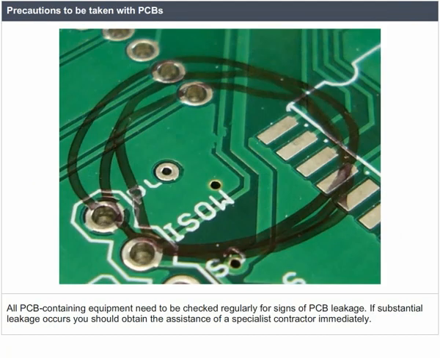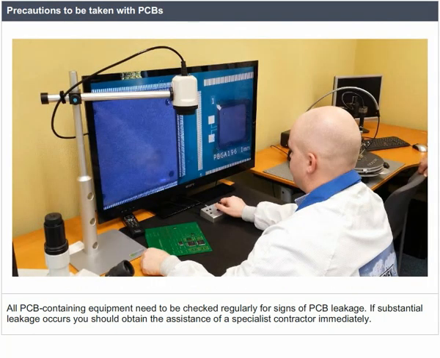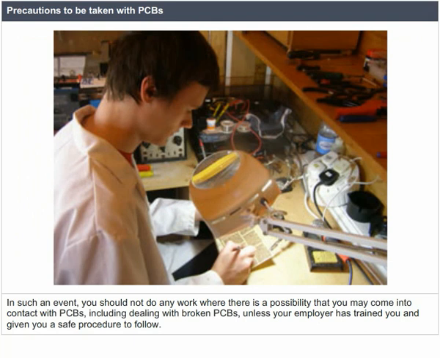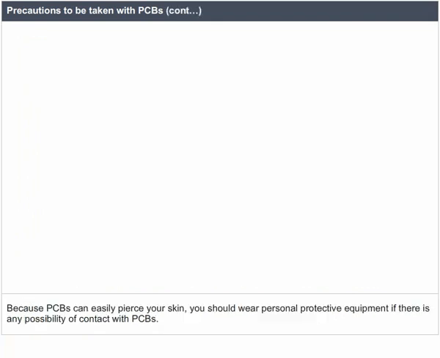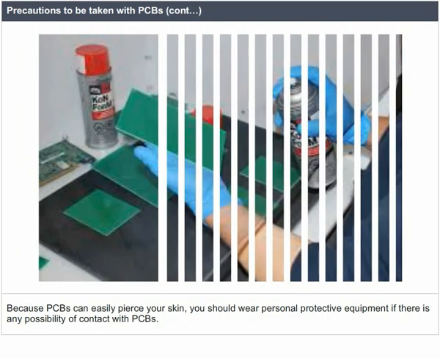Precautions to be taken with PCBs. All PCB containing equipment need to be checked regularly for signs of PCB leakage. If substantial leakage occurs, you should obtain the assistance of a specialist contractor immediately. In such an event, you should not do any work when there is a possibility that you may come into contact with PCBs, including dealing with broken PCBs, unless your employer has trained you and given you a safe procedure to follow.